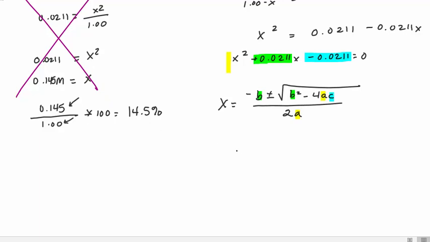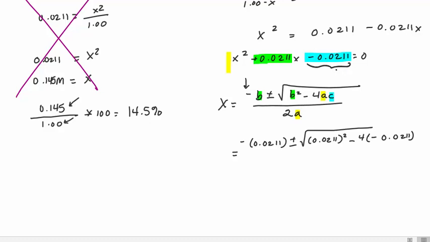So you can do this the old-fashioned way. You can plug in your values. So you have a negative 0.0211. Why do we have a negative? Because there's a negative in the quadratic formula, even though that value is positive in my equation. Then I have this minus 4 times a, which is 1, so I'm just going to drop it off because anything times 1 is itself, times a negative 0.0211 because that's my blue c term. All of this is under the square root, all divided by 2 times a, or 2 times 1, which is 2.